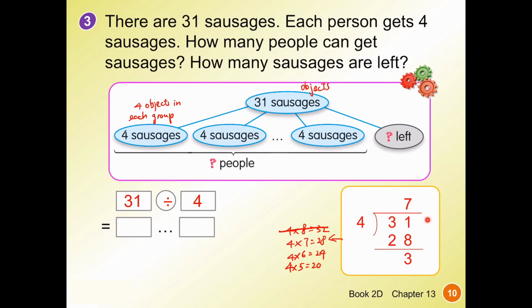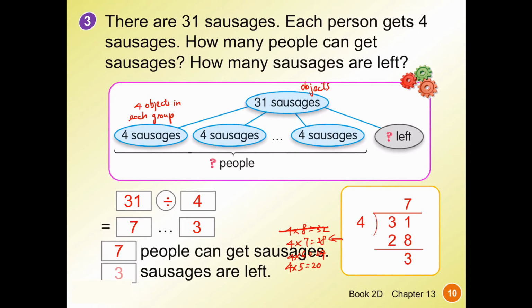4 times 7 equals 28, and 31 minus 28, we have a 3. So the answer would be 7 with a remainder of 3. So 7 people can get sausages, and 3 sausages are left.